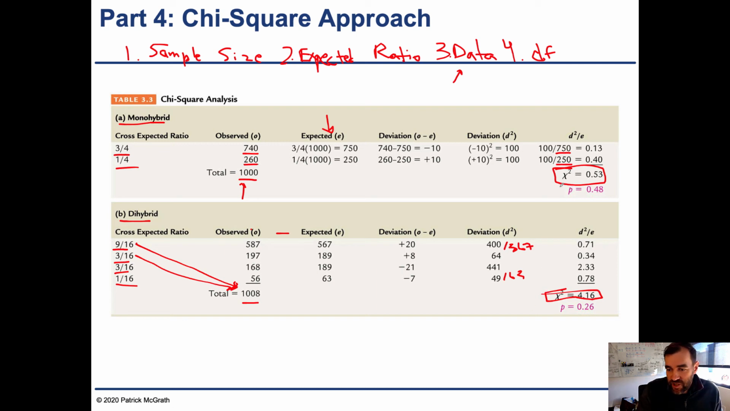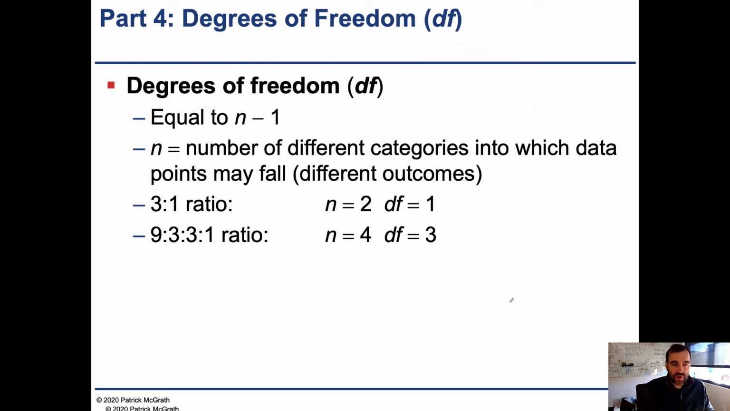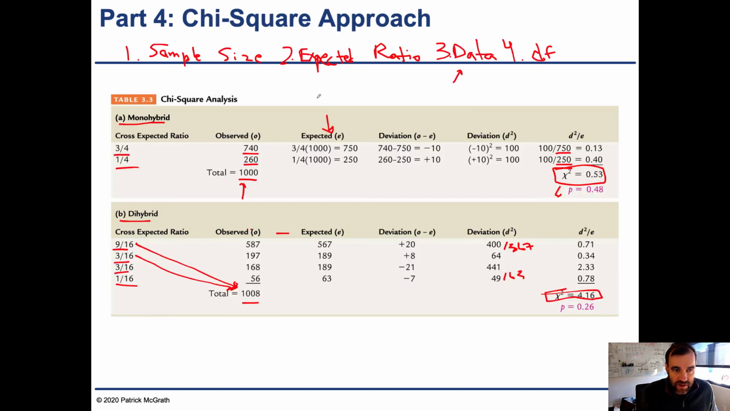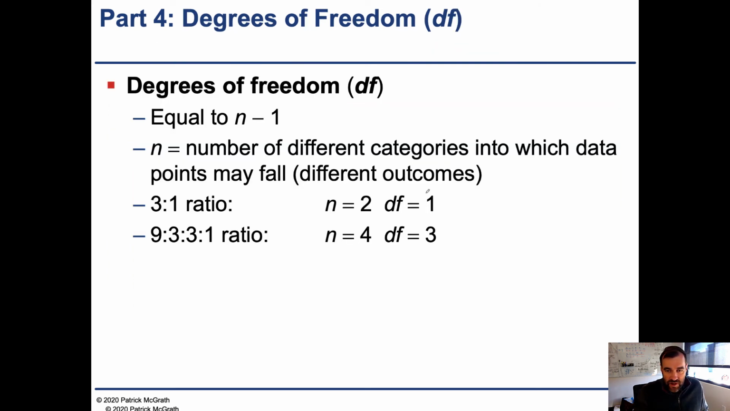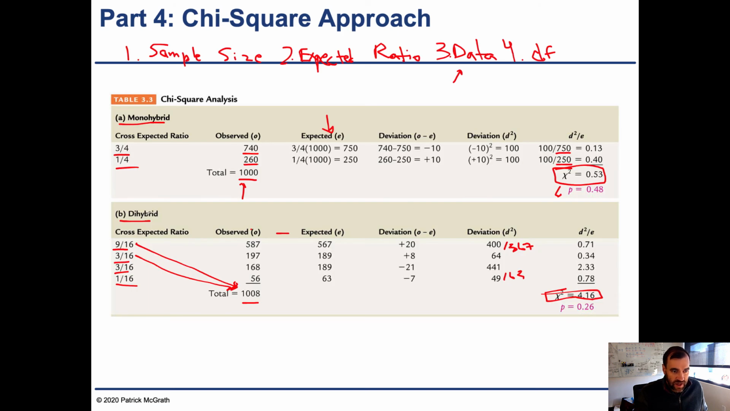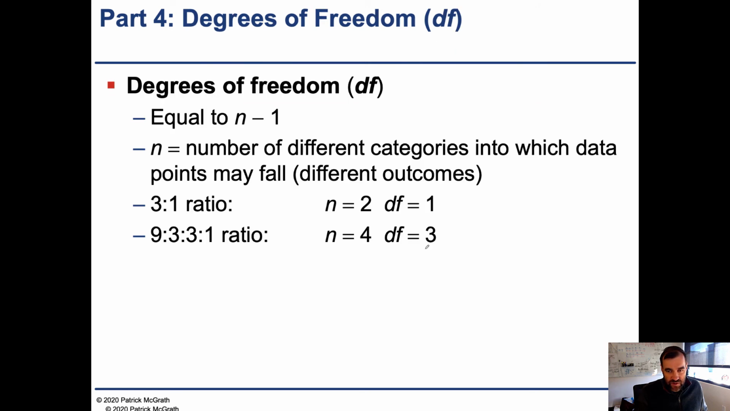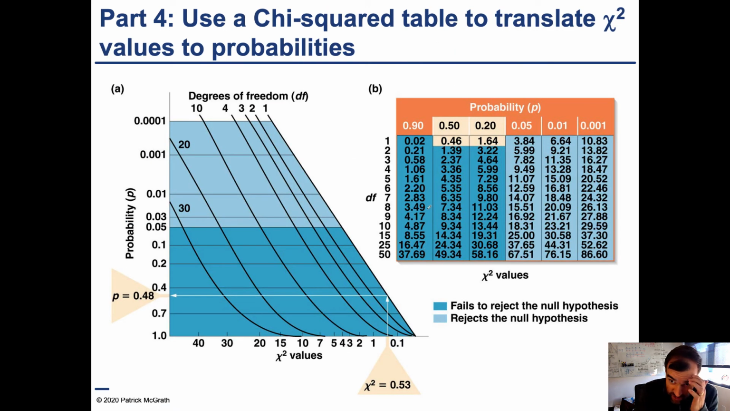So how do we go from here to here, chi-squared to probability? You have to know the final thing, which is the degrees of freedom. It's equal to the number of categories minus 1. There are 2 categories here, so the degrees of freedom is 1. And for the dihybrid cross, it's 4 possible categories minus 1, so it's 3. And now you just have to use these tables to determine whether or not we should reject the null hypothesis.